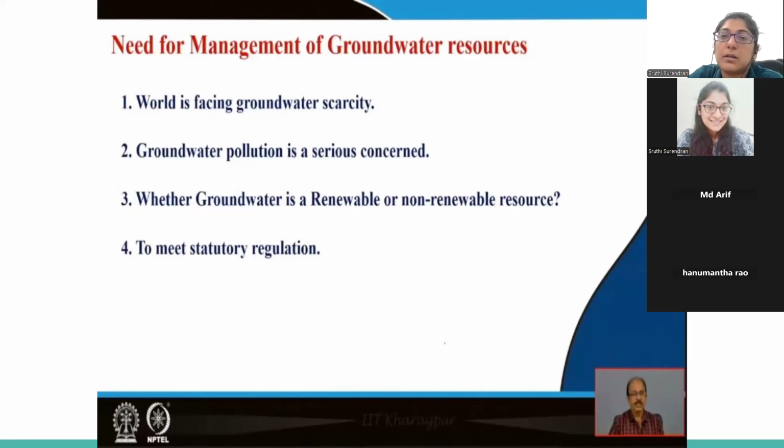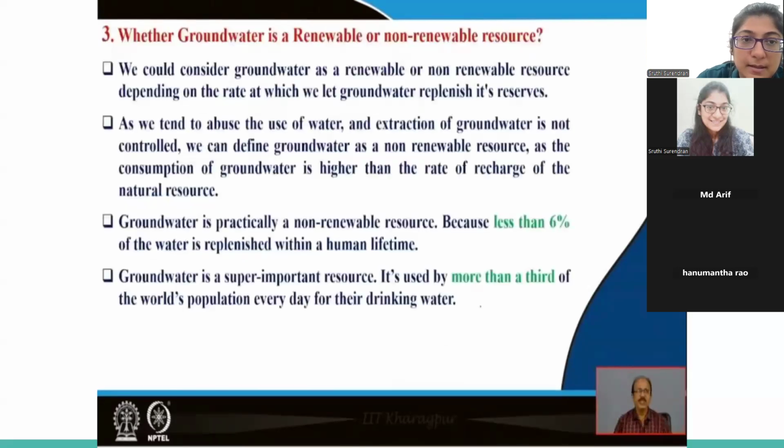Then again, another reason to manage groundwater resources is because of the pollution that is being experienced by groundwaters. Then groundwater is often talked about as a renewable resource, but considering the rate at which it is being used or exploited, it has to be considered as a non-renewable resource. So that is one reason why we have to manage our groundwater resources. And then to meet statutory regulations, we need to have proper management techniques.